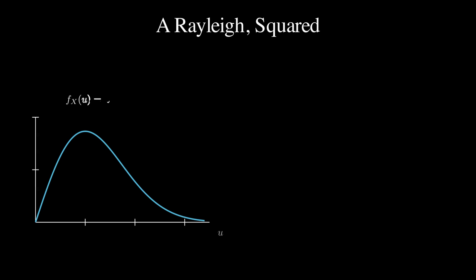Let the method earn its keep. Last video introduced the Rayleigh density as the amplitude of a fading channel and stated, without proof, that its square is exponential. Take x Rayleigh with sigma squared equal to 1, so the density is u times e to the minus u squared over 2 for u at least 0. Let y be x squared, the energy of the fade. Fix y positive and run the recipe.